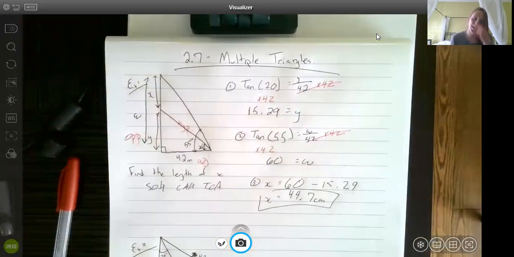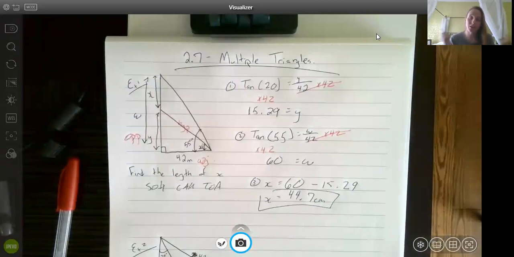Okay, so keep that in mind when you're drawing your diagrams and stuff like that. They don't have to be proportionate, as long as you can figure out where the right angle is and then where your opposite, hypotenuse, and adjacent sides are. That's all that really matters. Okay, let's walk through one more example.